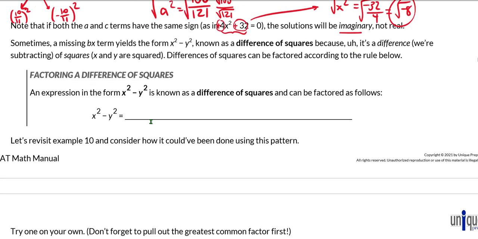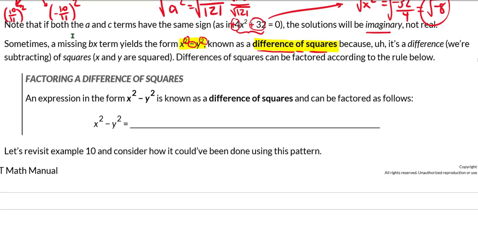Sometimes if you're missing a bx term, you will yield the form x squared minus y squared, which is known as a difference of squares. Why is it known as a difference of squares? Because you are subtracting two things and therefore yielding a difference, and you have two perfect squares being subtracted. So difference of squares. Pretty obvious stuff there.